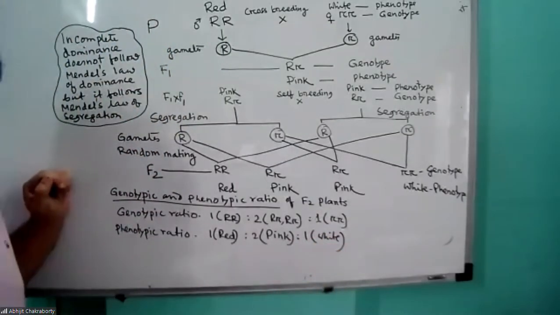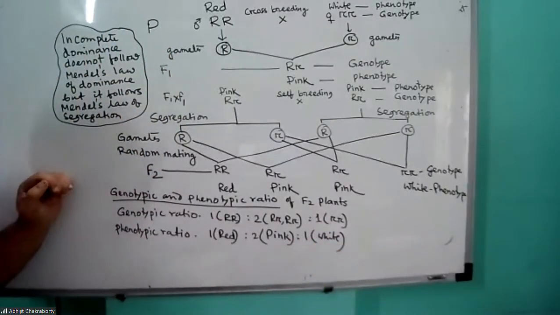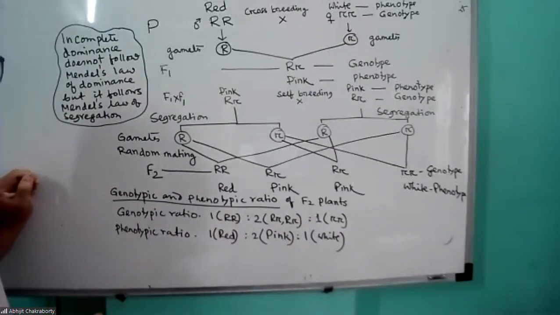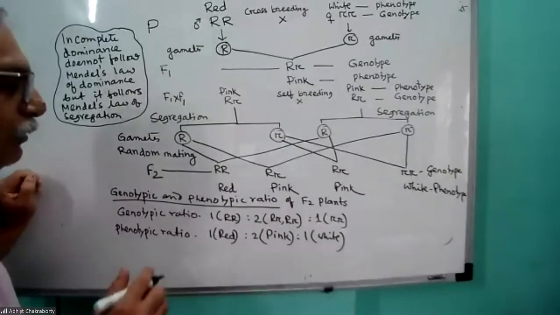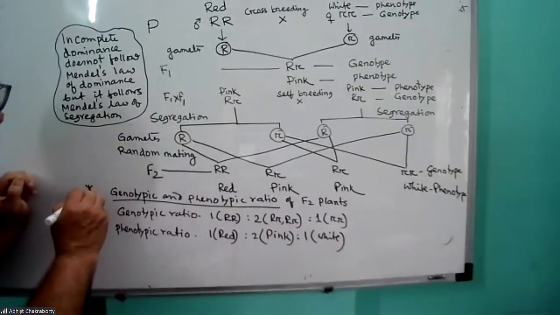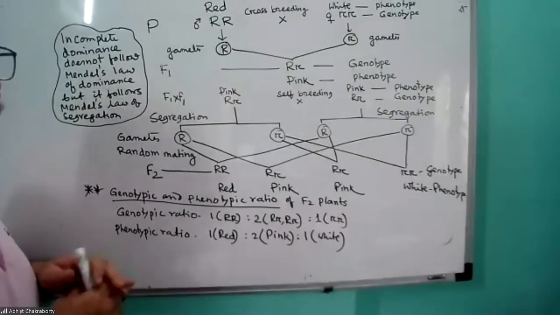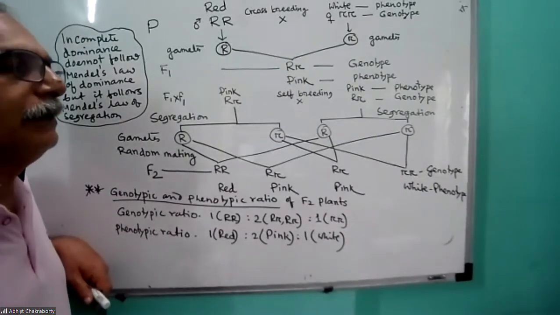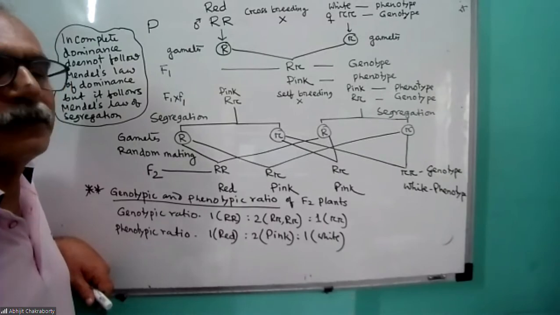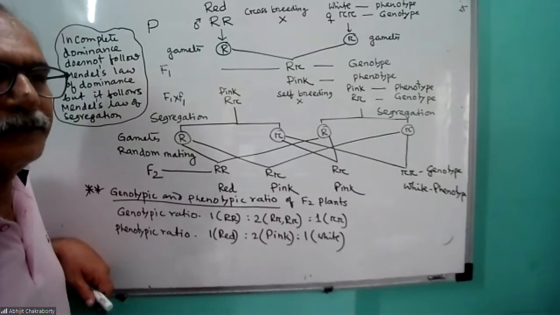So this is another most important observation: in case of incomplete dominance, genotypic and phenotypic ratio will remain the same. Most important thing you need to remember here, you can write it down also. In case of incomplete dominance, the genotypic ratio and phenotypic ratio are found same. Clear?